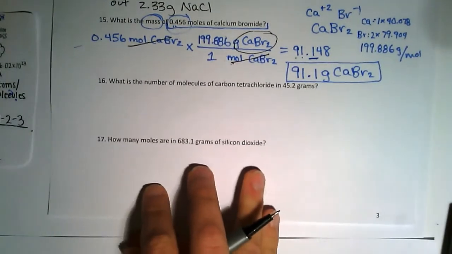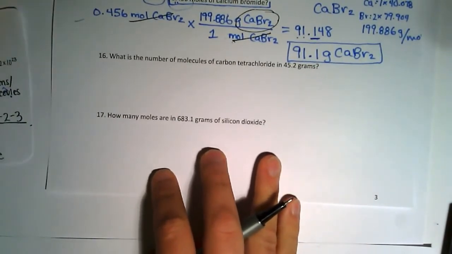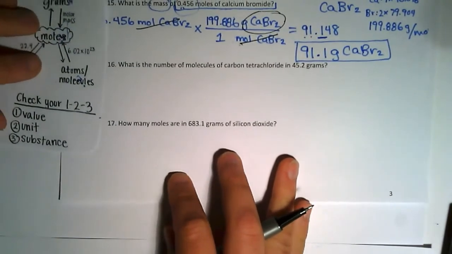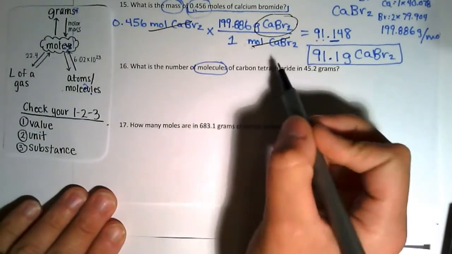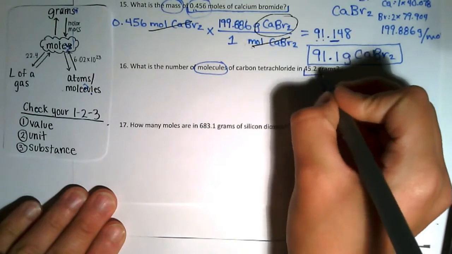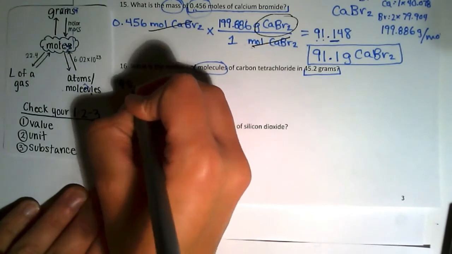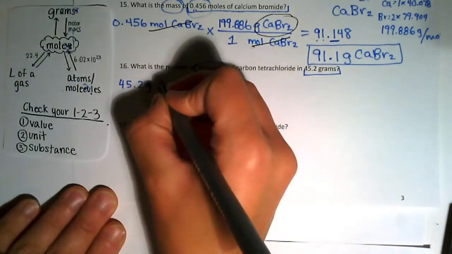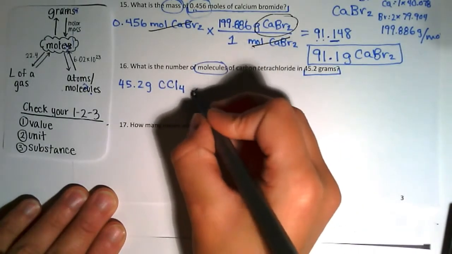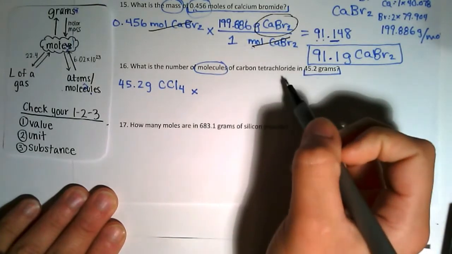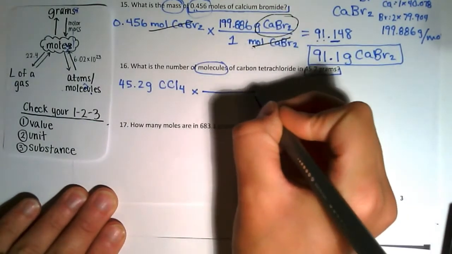All right, up next, we're getting close to the end here. What is the number of molecules of carbon tetrachloride in 45.2 grams? So we're looking for molecules of carbon tetrachloride in 45.2 grams of carbon tetrachloride. So we're going to start with 45.2 grams of carbon, just one carbon, with tetra, meaning 4 chlorines, CCl4. Okay, and we want to go from grams all the way to molecules. That's going to be 2 steps. 1, 2.